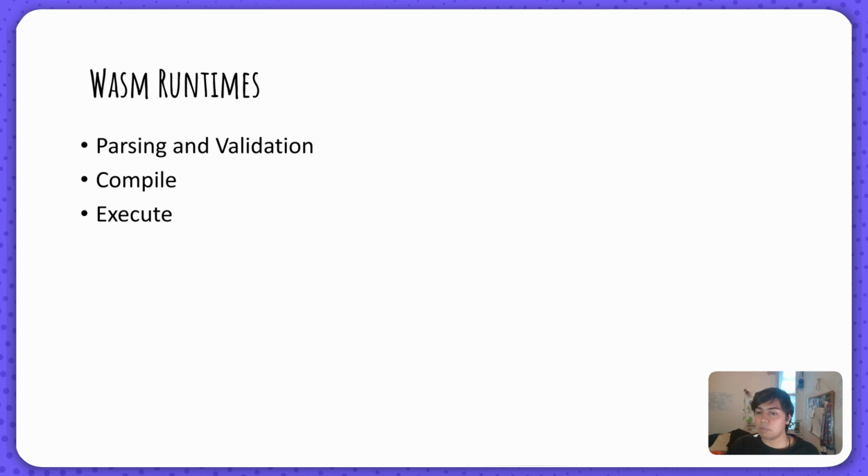And WebAssembly also has a linear memory model. The runtime is responsible for managing this memory, which includes allocating and freeing memory as required, making sure that it can only access memory within its range, and finding out if it's trying to access memory which is not in the range. So all of this is also handled by the runtime.